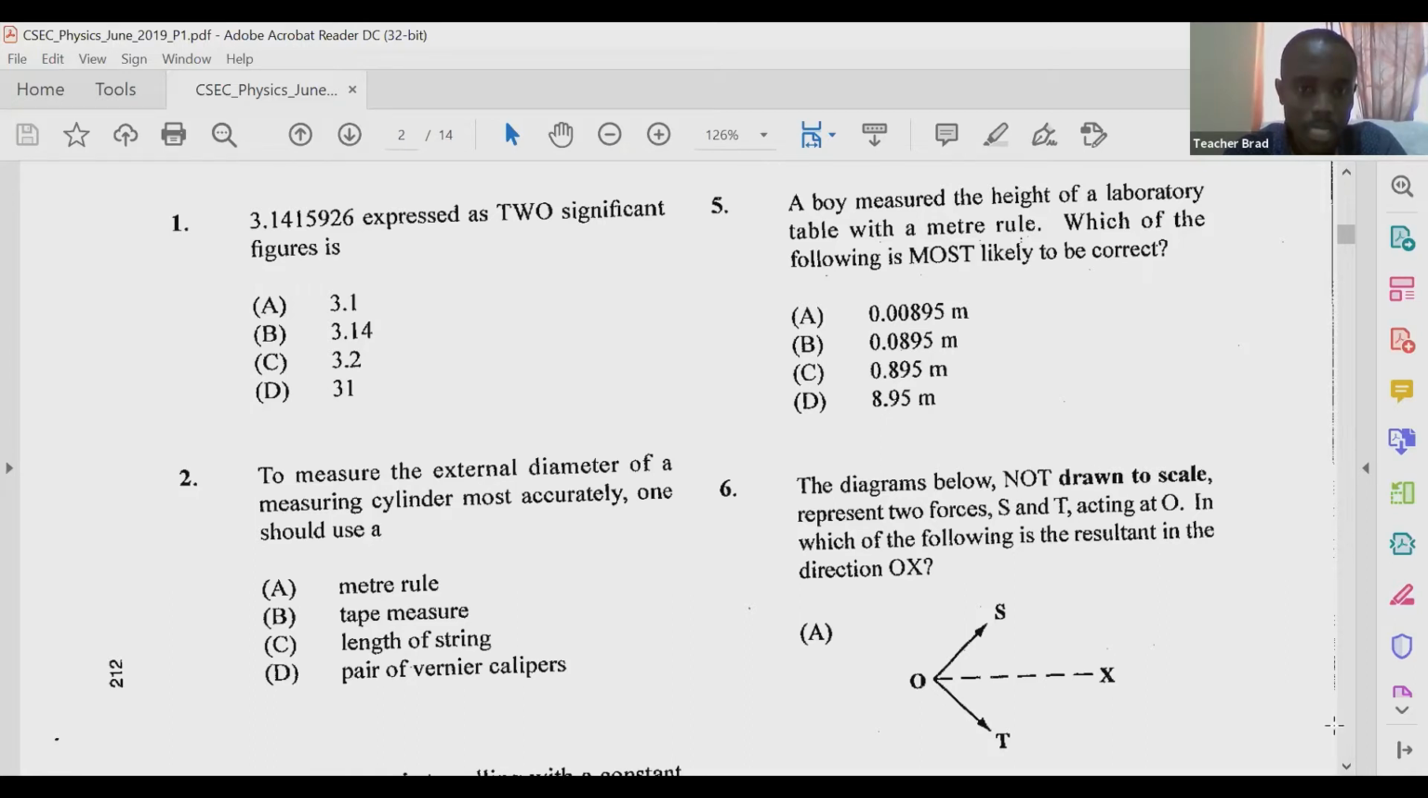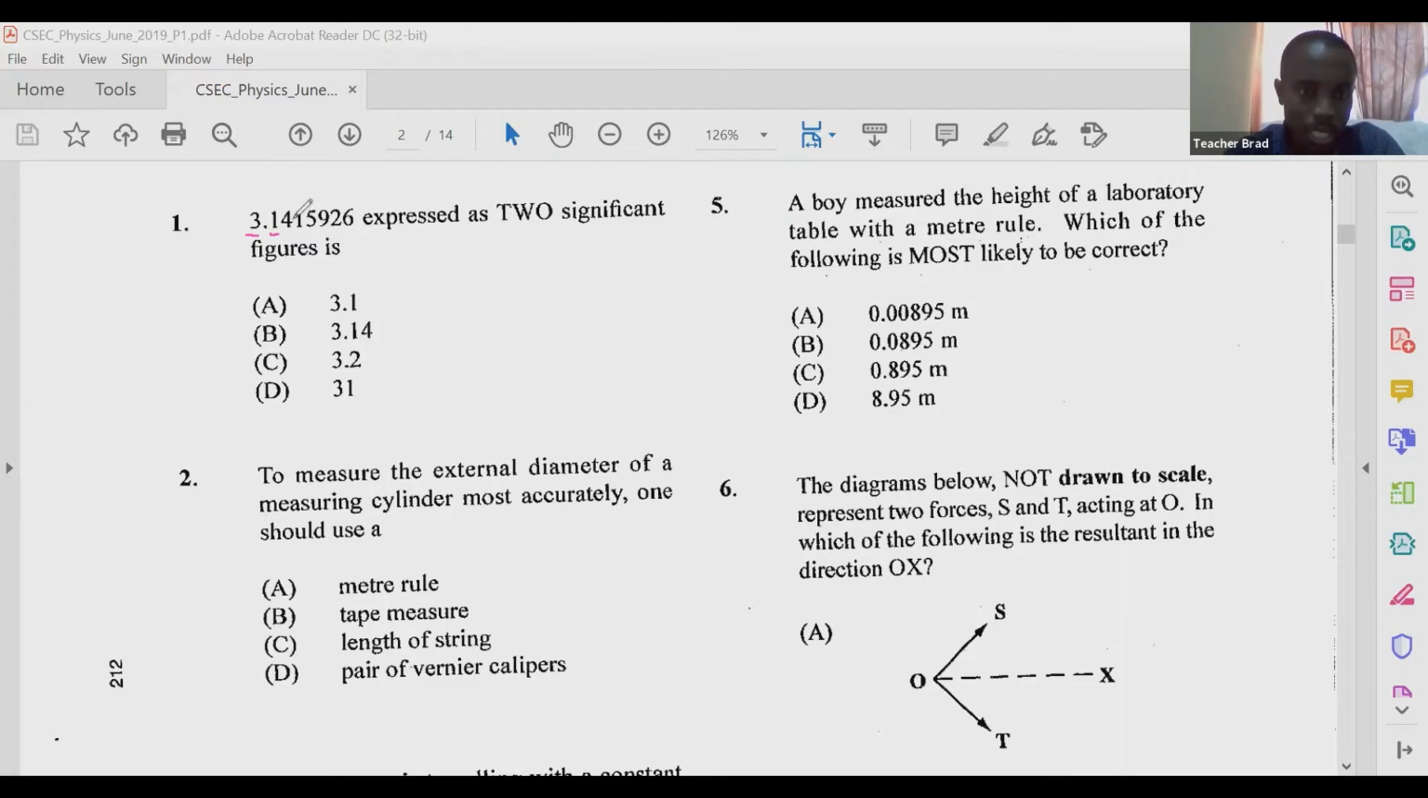3.1415926 expressed as 2 significant figures is... So here we are looking at significant figures, and we just need 2 significant figures. Now, significant figures, as we know, we start to count from the first non-zero digit. So 3 would have been your first significant figure, and then 1 would have been the second one. And so we'd have 2 there, and then to determine whether you round up 1 or you just drop off what is left, you will look at the number that follows 1. And in this case, it's 4.